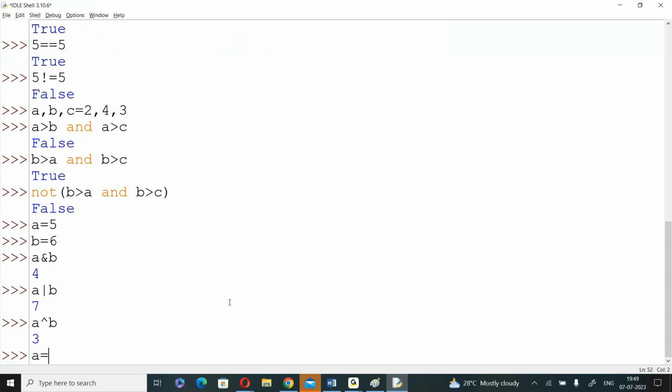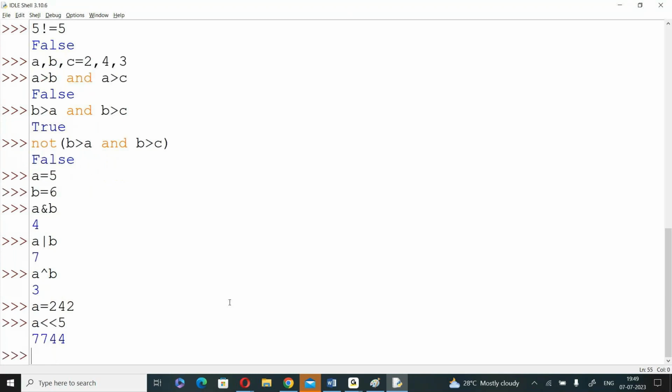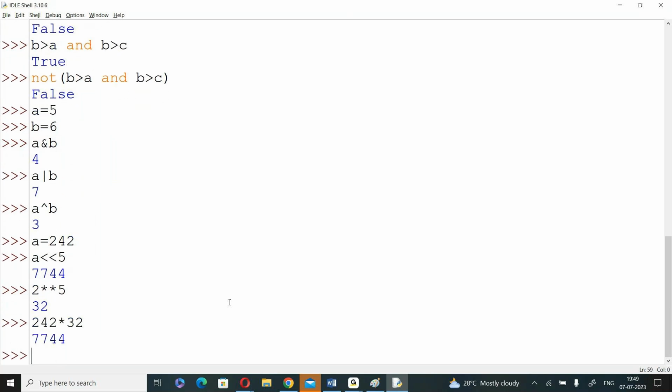A is equal to some number, 242. A left shift by 5 times. See this one. If you have any doubt, check this one. 2 power 5 is 32. 242 into 32. We are getting the same answer.